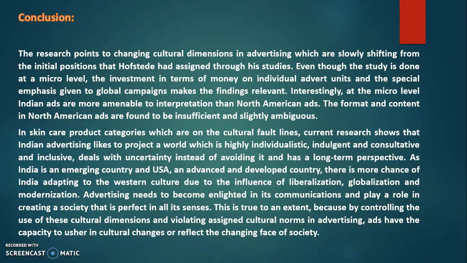In skincare product categories, which are on the culture fault lines, current research shows that Indian advertising likes to project a world which is highly individualistic, indulgent, consultative, inclusive, deals with uncertainty instead of avoiding it, and has a long-term perspective. As India is an emerging country and the USA an advanced and developed country, there is more chance of India adapting to Western culture due to the influence of liberalization, globalization, and modernization.